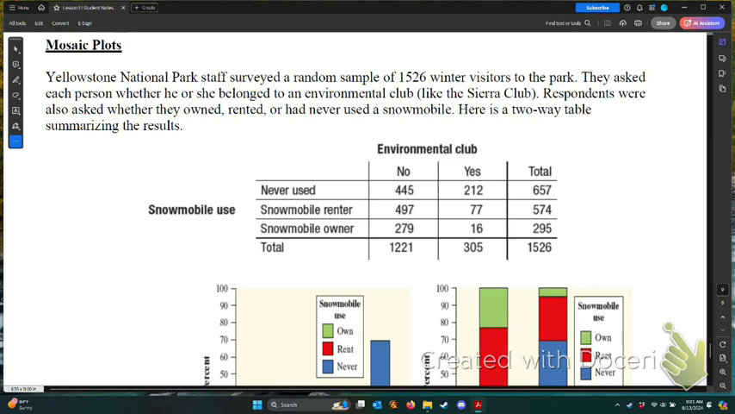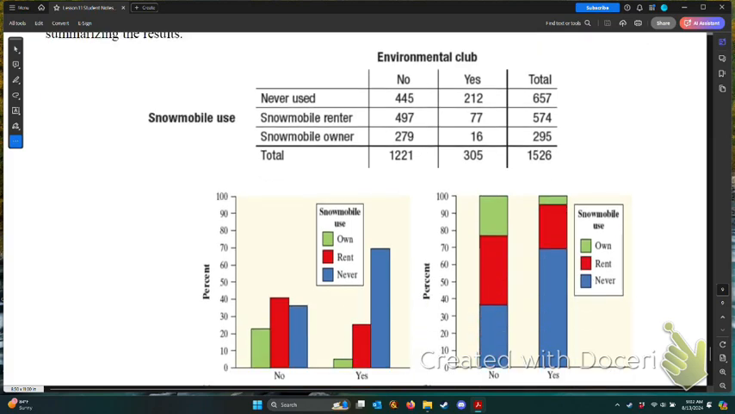Mosaic plots. Yellowstone National Park staff surveyed a random sample of 1,526 winter visitors to the park. They asked each person whether he or she belonged to an environmental club like the Sierra Club. Sounds so fancy. Respondents were also asked whether they owned, rented, or had never used a snowmobile. Here is the two-way table summarizing the results. A two-way table, two categorical variables. Environmental club, yes or no. Snowmobile use, never used, snowmobile renter, or snowmobile owner.